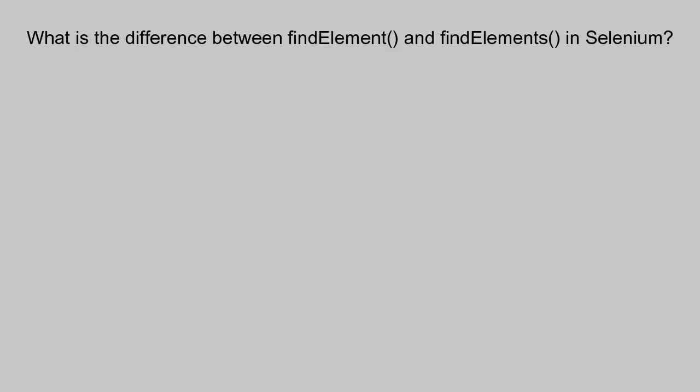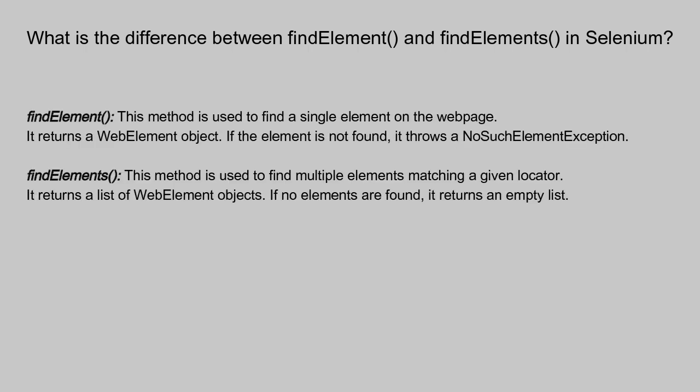What is the difference between findElement and findElements in Selenium? findElement: this method is used to find a single element on the web page. It returns a WebElement object. If the element is not found, it throws a NoSuchElementException. findElements: this method is used to find multiple elements matching a given locator. It returns a list of WebElement objects. If no elements are found, it returns an empty list.